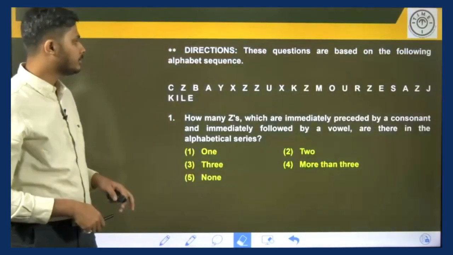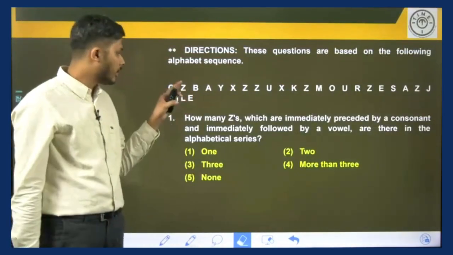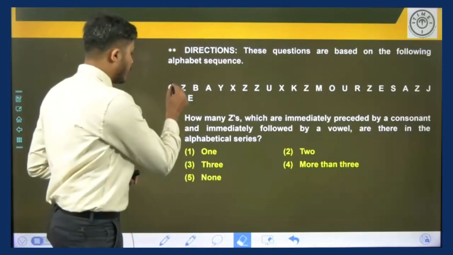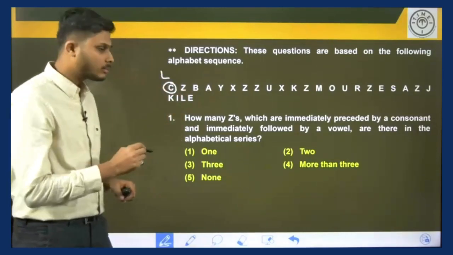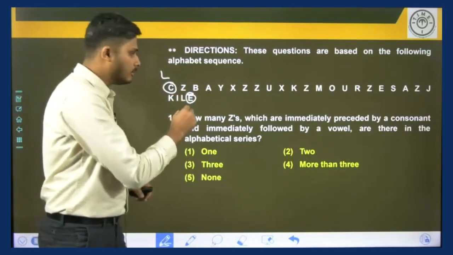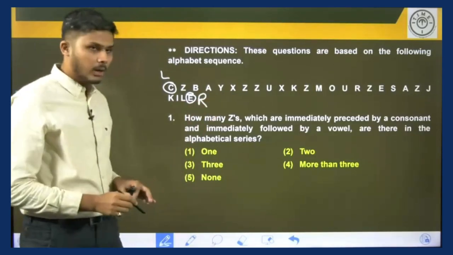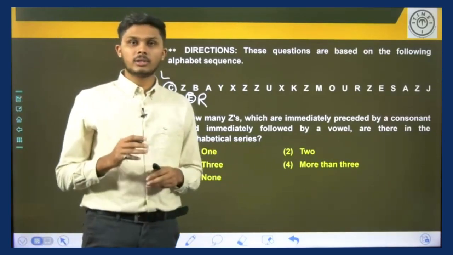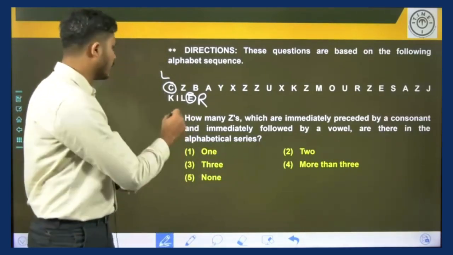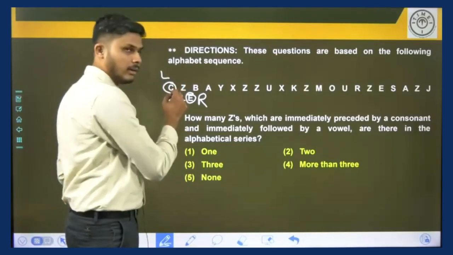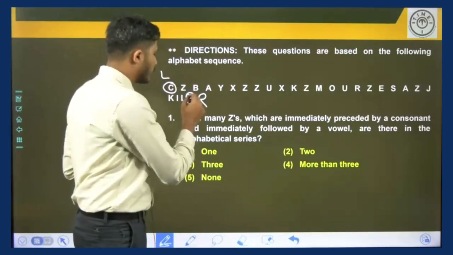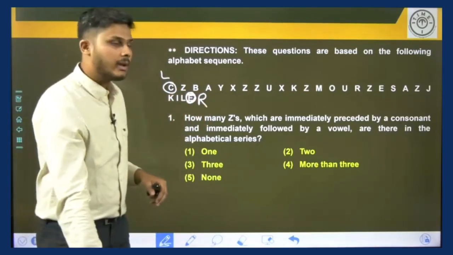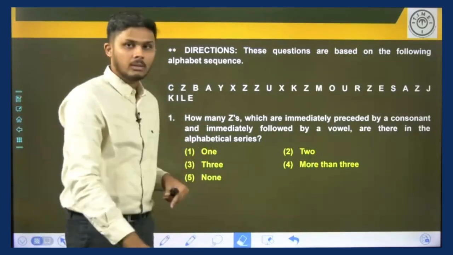Now moving on to the question. Here we are given the sequence. One thing we have to remember here is C is at the left hand and E is at the right hand. The one which is to your left side is called the left hand and the one which is to your right side is called the right hand. Here on the left side it is C, called the left hand, and on the right side it is E, called the right hand. So we have to remember this while solving these questions.